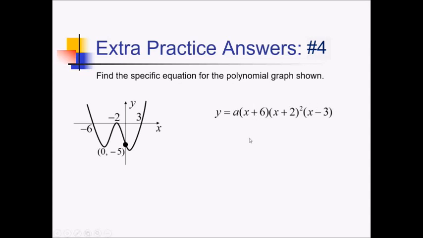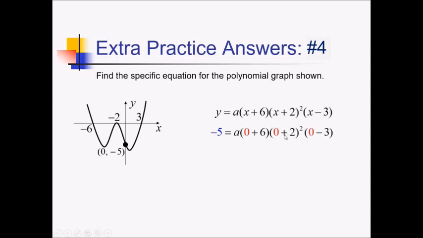All right, so I've got kind of a rough form for this polynomial. I still need to figure out that a value, though. To get that, I'm going to plug in the point that they gave me down here, 0, negative 5. So I've got negative 5 for a y value, and y is negative 5 when x is 0. So I've got a times 0 plus 6, 0 plus 2 squared, and 0 minus 3.